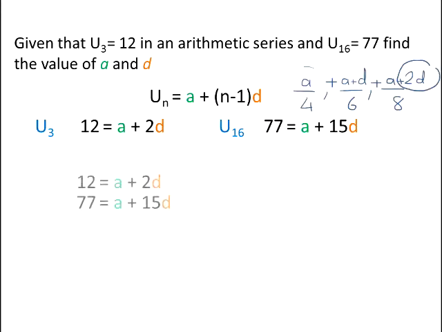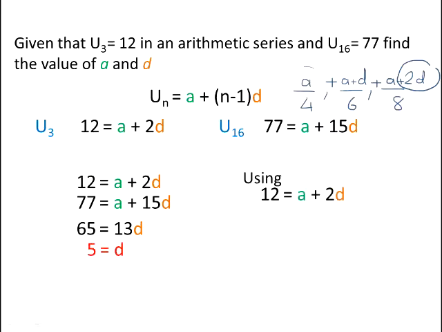Okay, let's keep it going. And I did the same here. So the 16th term, we know it's going to be 77, and that would be 15 differences. We've got 2 equations. We can solve them simultaneously. I'm going to subtract them to eliminate the a's, giving me this. Divide by 13, d is 5.